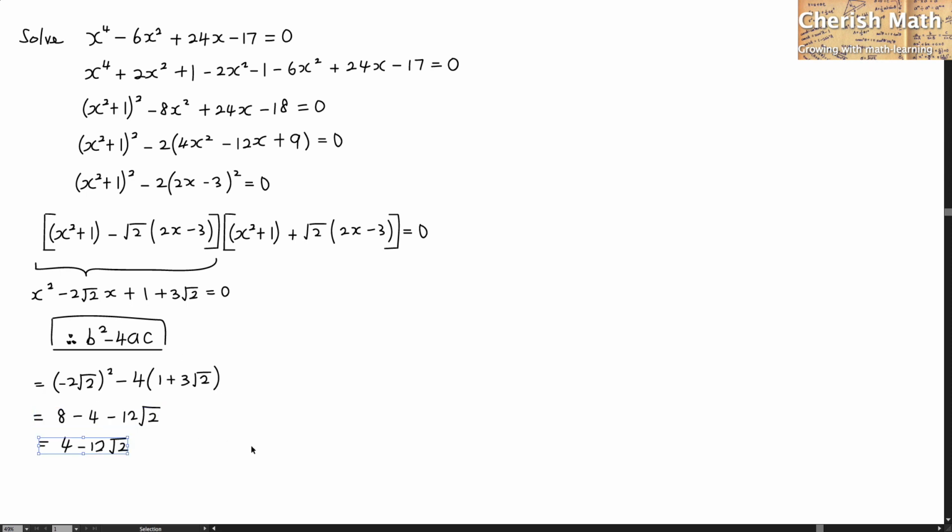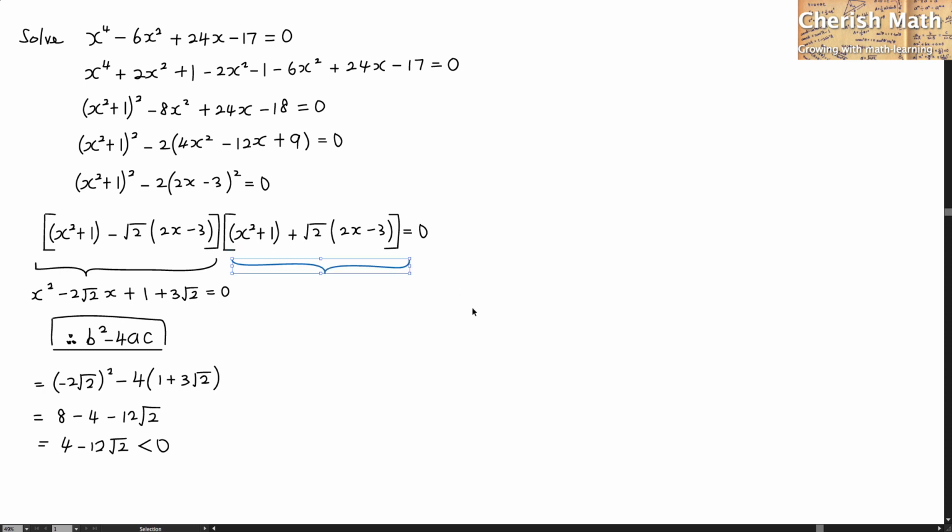In the next step, I'm getting a value which is less than 0. And we know that for any negative value, the square root of it is undefined. So we have no solution for this portion, and we have to abandon this part. I will be focusing on the next part, which is here.